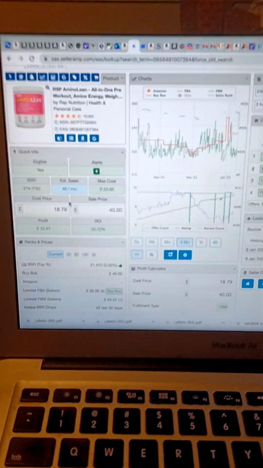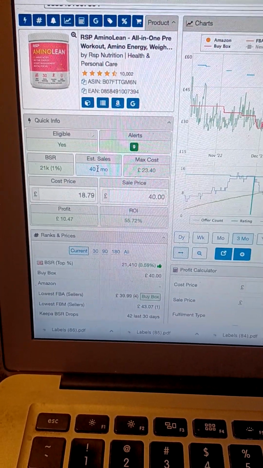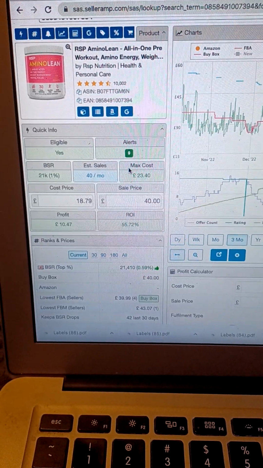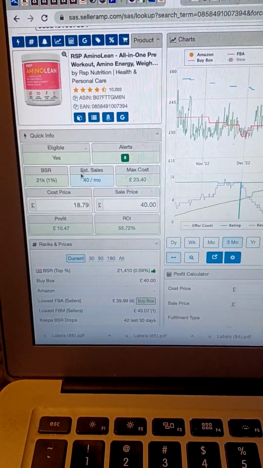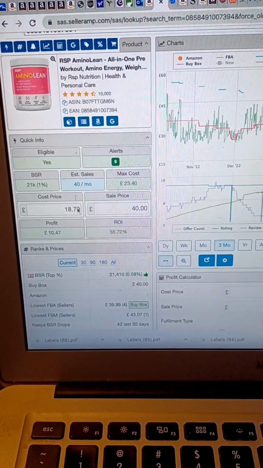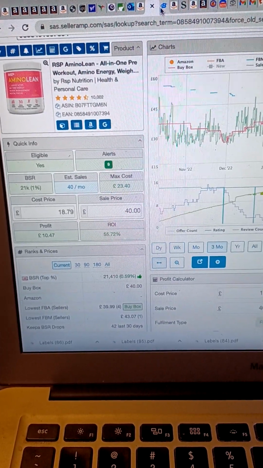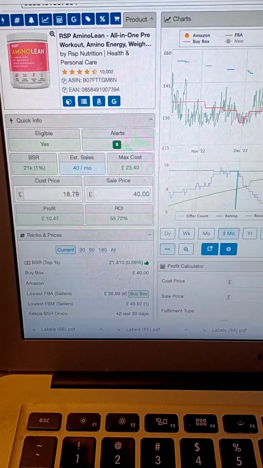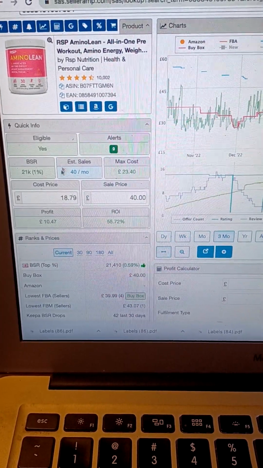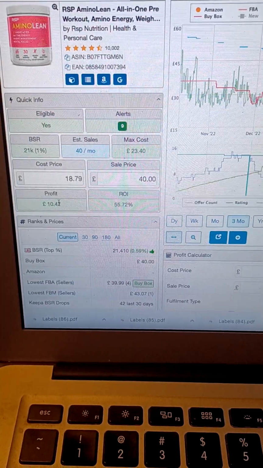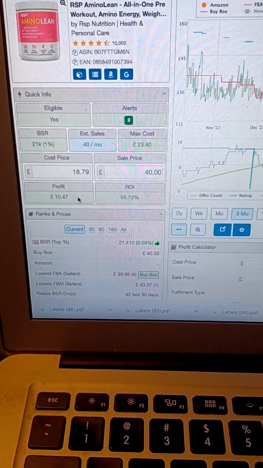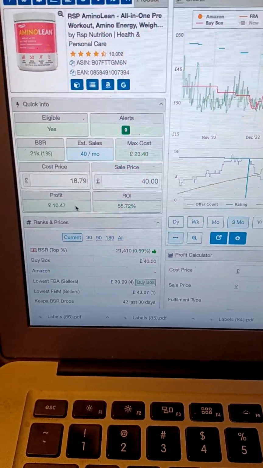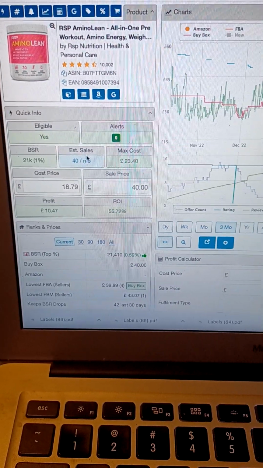So, £18.79, 40 a month. I'm probably going to get, say, 15 a month from that. So at the moment I personally look to buy about a month's worth of stock. So I'd buy 15 of them. If I bought 15 of them, it would cost me a certain amount. But in a month's time, profit 10 times 15, £150 profit in a month.